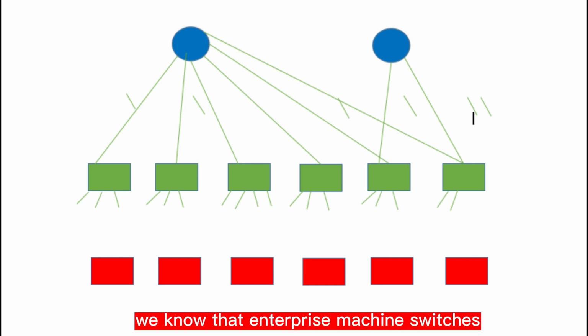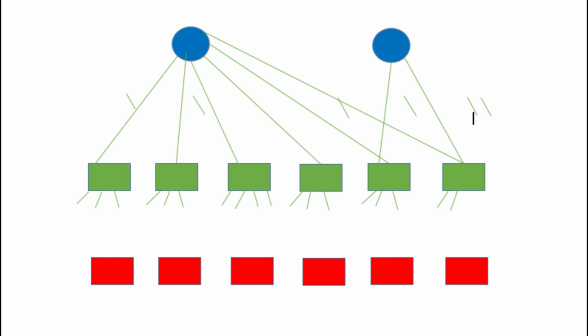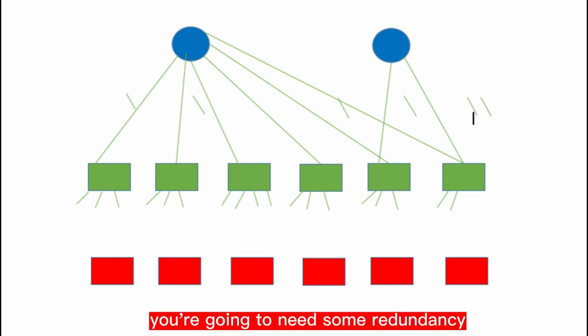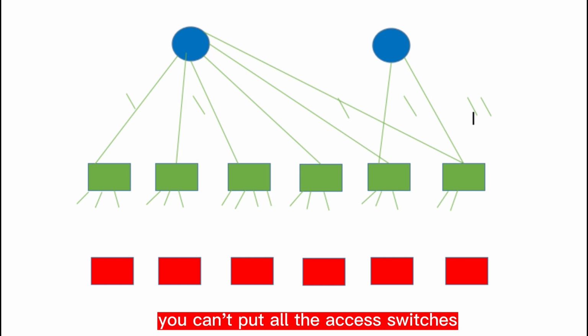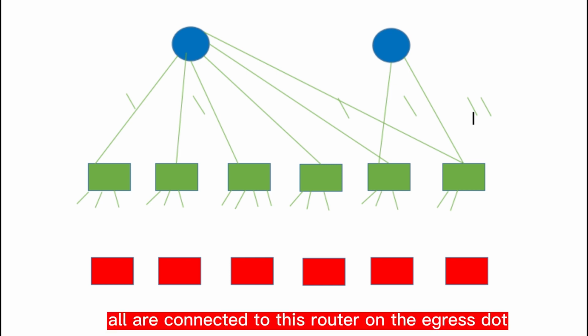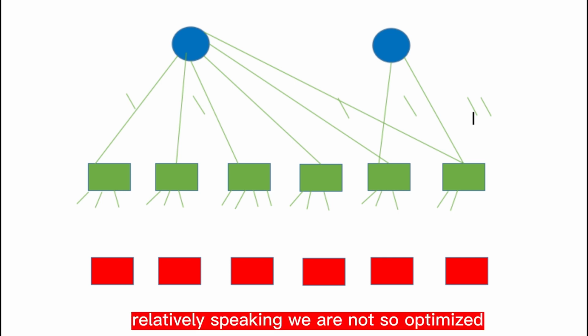We know that enterprise switches are generally 48 ports and 24 ports. On each switch, you're going to need some redundancy. You can't run out of interfaces. For a large enterprise, you may have hundreds of access switches. You can't connect all the access switches to the router at the egress point. Can you understand this? That is not very optimized, and we're also going to make a backup. Relatively speaking, it is not so optimized.